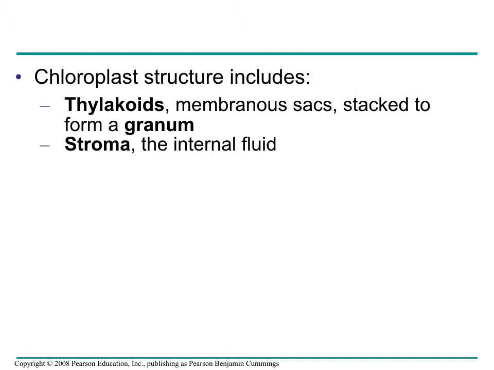Similar to the mitochondria, chloroplasts have a dual layer of membranes, however the membranes in this case are slightly more similar to each other. Both the outer and inner membranes are fairly smooth. Then you have thylakoids, which are membranous sacs stacked to form a group called a granum. And then you have the stroma, which is the internal fluid. The stroma is similar to the cytosol, which is the liquid inside of a cell and outside of any organelle. The stroma is inside the membranes but outside of the thylakoids and grana.